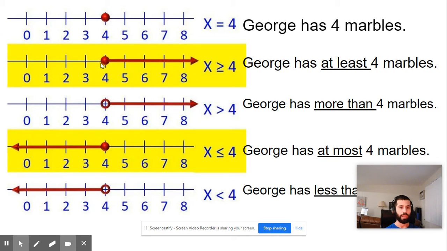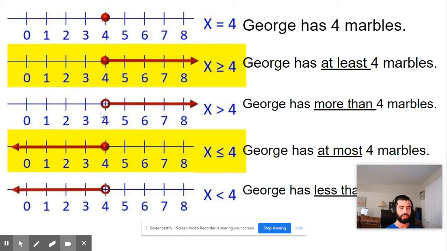So now this next number line, we have a closed circle, meaning that it can be 4, and an arrow, meaning that X can also be anything bigger than 4. So they say X is greater than or equal to 4. In words, that would mean George has at least 4 marbles.